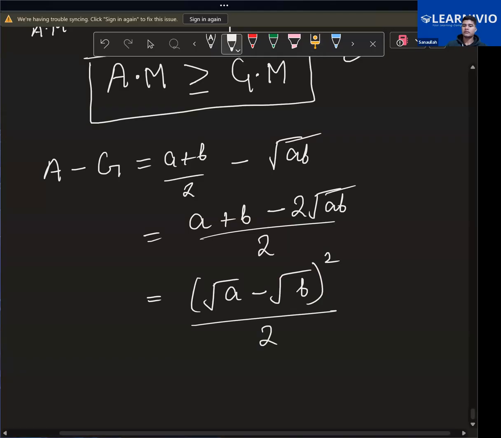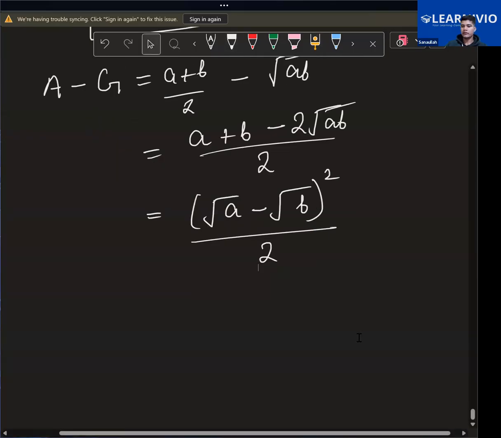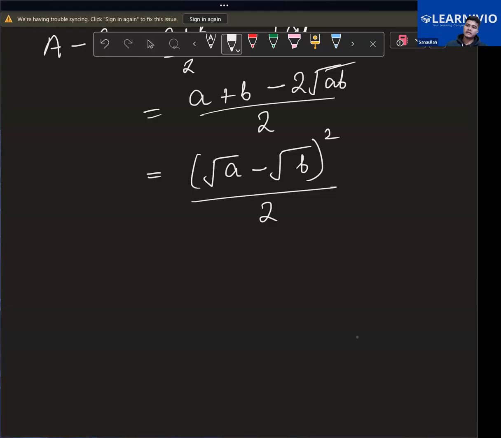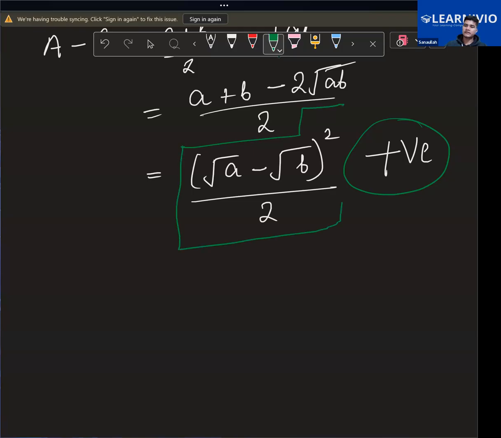Now here you will notice one thing, that this term is positive. Is this term positive or not? Tell me. Why is it positive? See, in the numerator it is a square, and a square of anything is positive, right?